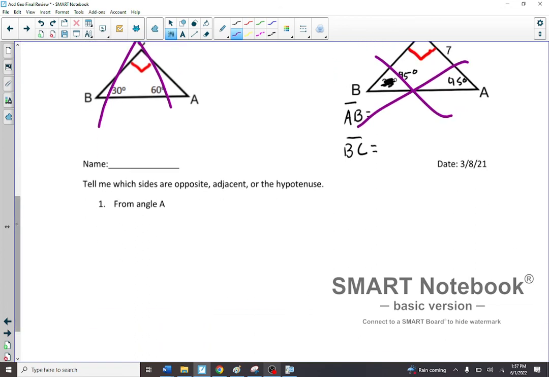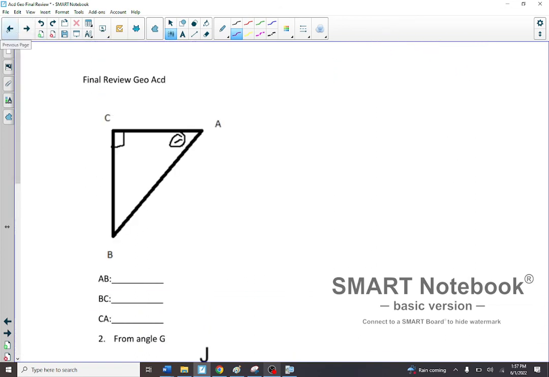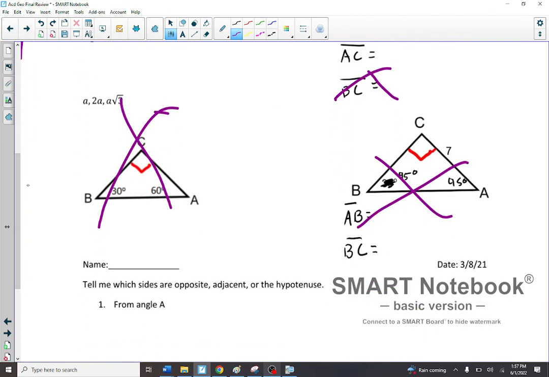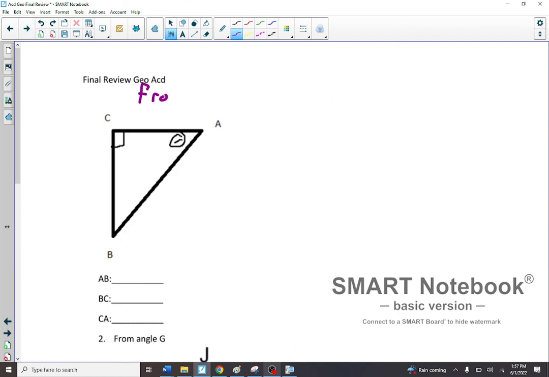All right. Where's my triangle? Oh, this is the same as that one. My thing got cut off a little bit. So on the next page, it says from angle A. That should be over here. So I'm just going to put from angle A. So we want to figure out which one's opposite, which one's adjacent, and which one is hypotenuse. So this one's just labeling, okay?